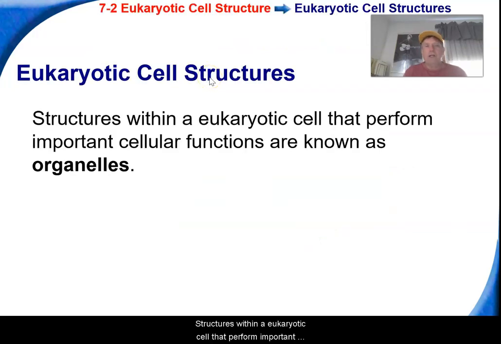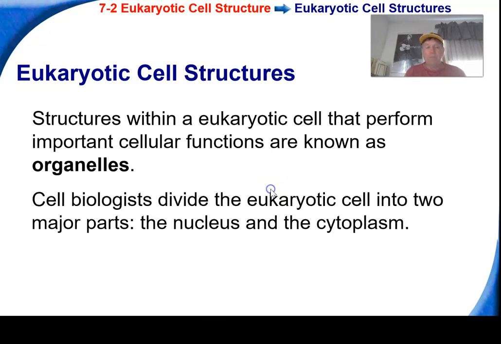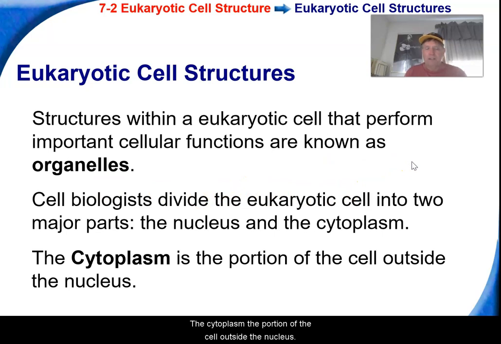Structures within a eukaryotic cell that perform important cellular functions are known as organelles. In our body, we have organs. We have heart, lungs, right? Well, the word organelles just means little organs. So cells have things called organelles. Eukaryotic cells do. Cell biologists divide the eukaryotic cell into two major parts, the nucleus and the cytoplasm. The cytoplasm is the portion of the cell outside the nucleus.